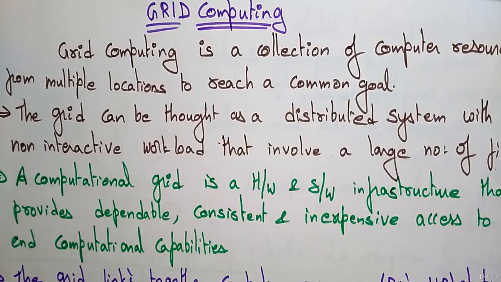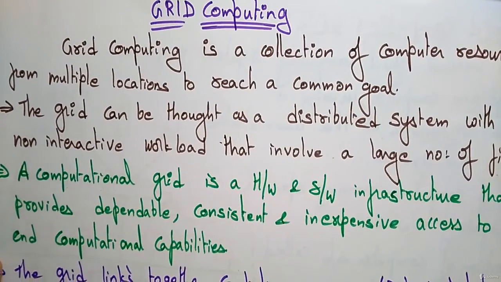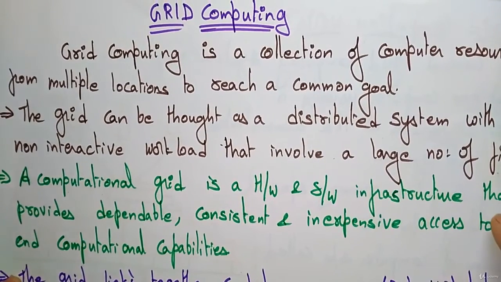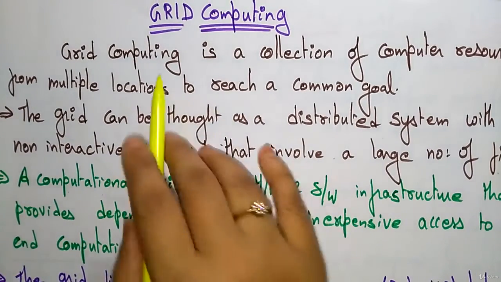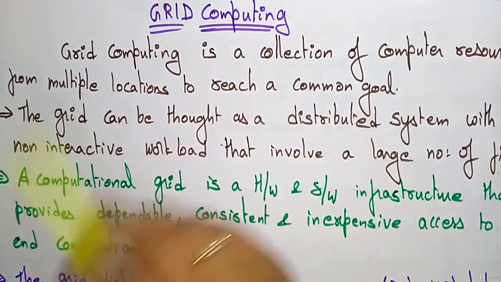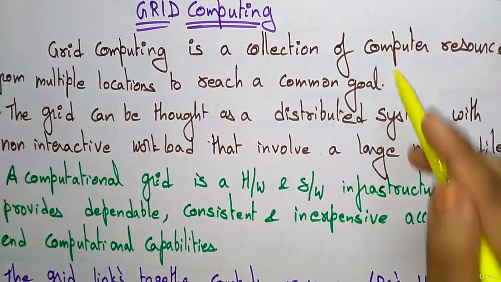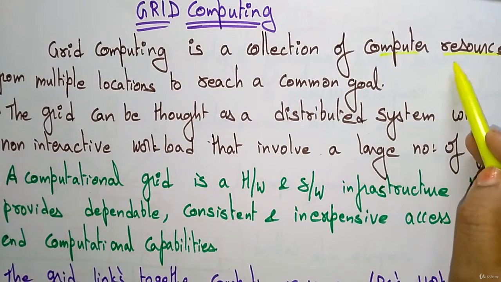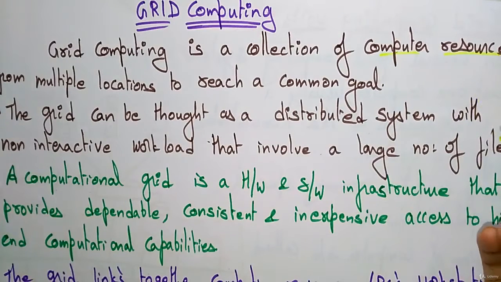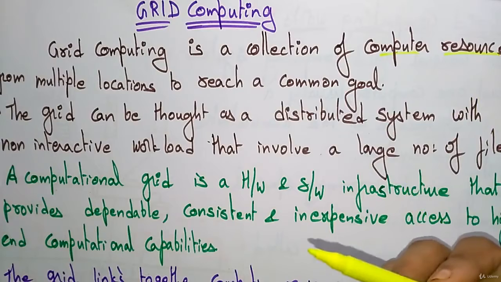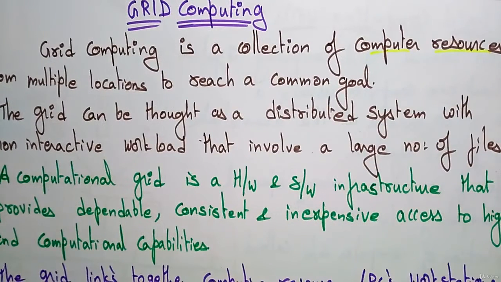Hi students, coming to the next topic in the subject cloud computing, which is grid computing. So what is this grid computing? A grid computing is a collection of computer resources. Computer resources means processors, storage, data, and applications that are present in a computer.